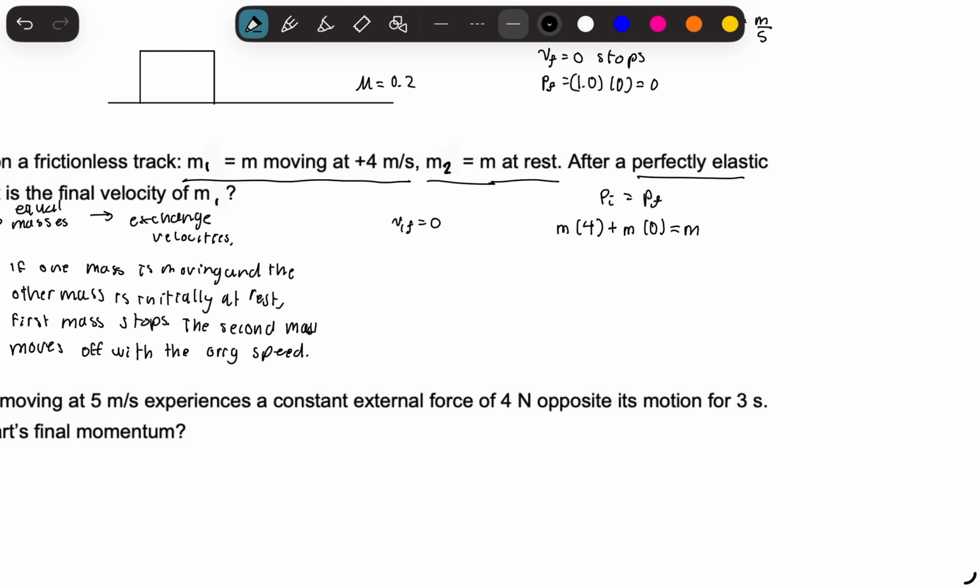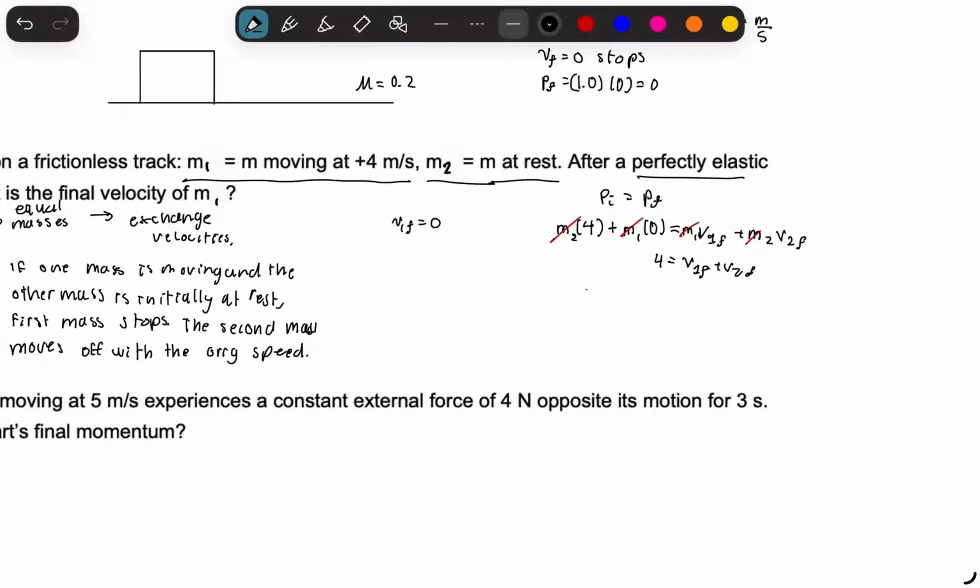And we can set that equal to m1v1f plus m2v2f. Label this m1 as well, m2. So now all you have to do is see that on both sides here we have m. You can just cancel that m out to make everything simpler. So you have 4 equals v1f plus v2f.